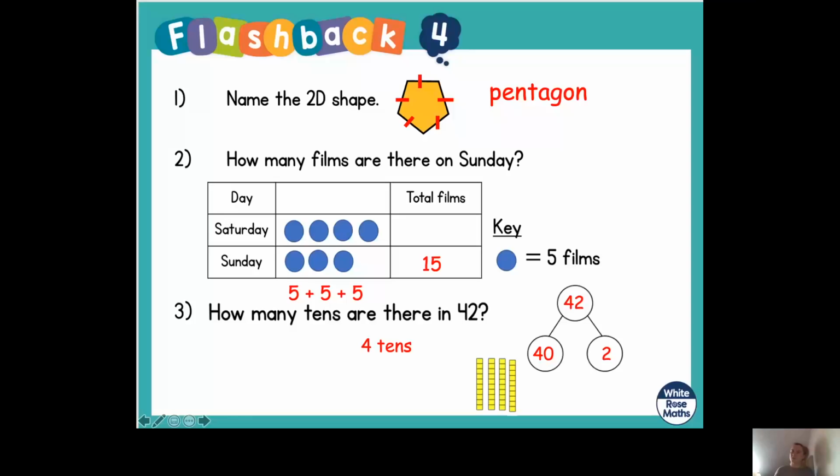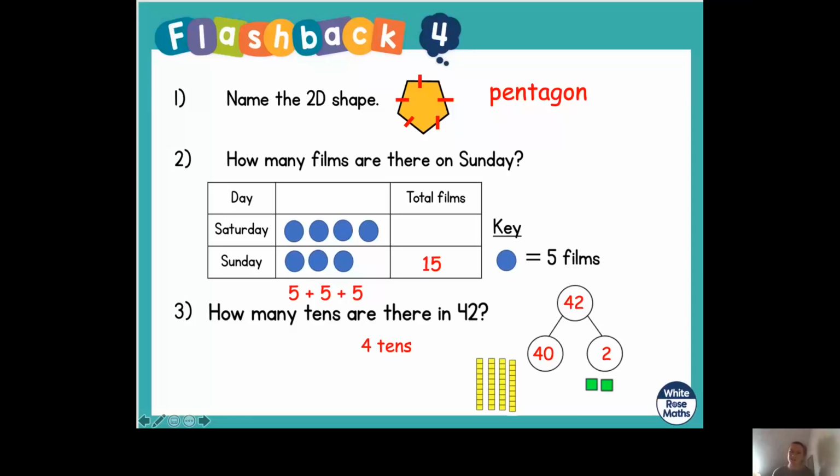Now, how many 1s are there in 42? Oh, yes, there are 2 1s, so we can show that with our base 10 as well, using 2 little 1s. So therefore, if we put our base 10 together, we will represent the number 42 because there are 4 10s and 2 1s in this number. So fantastic, well done if you got that right.